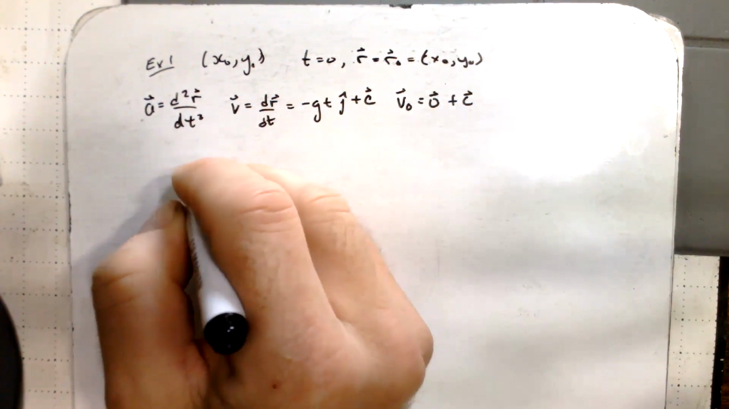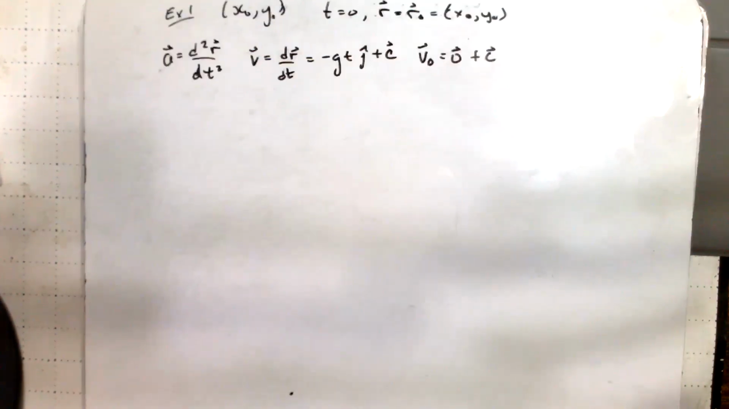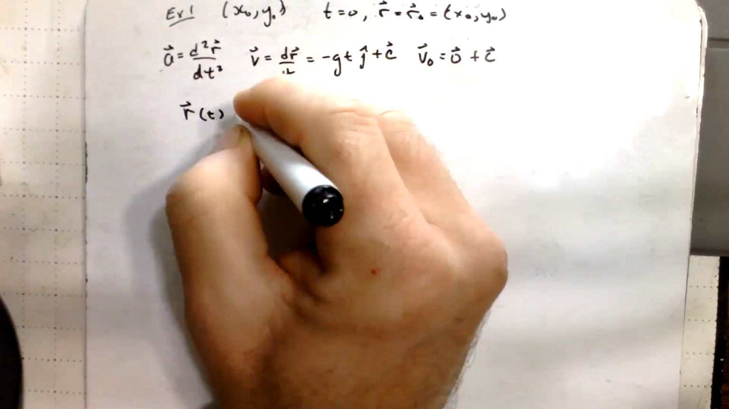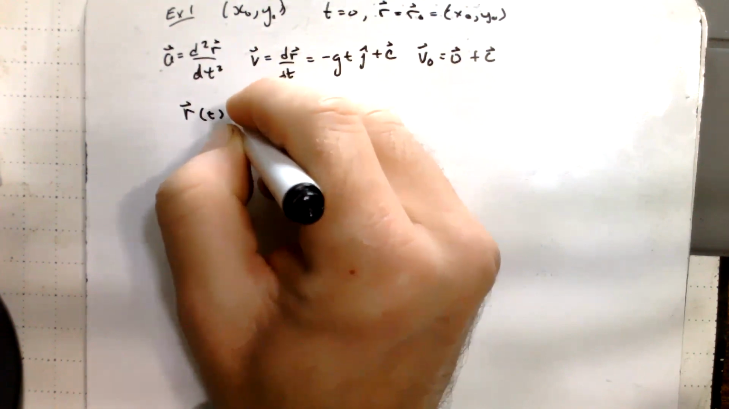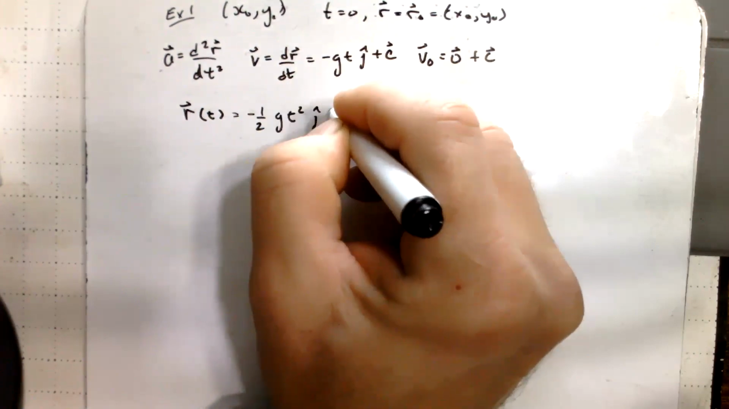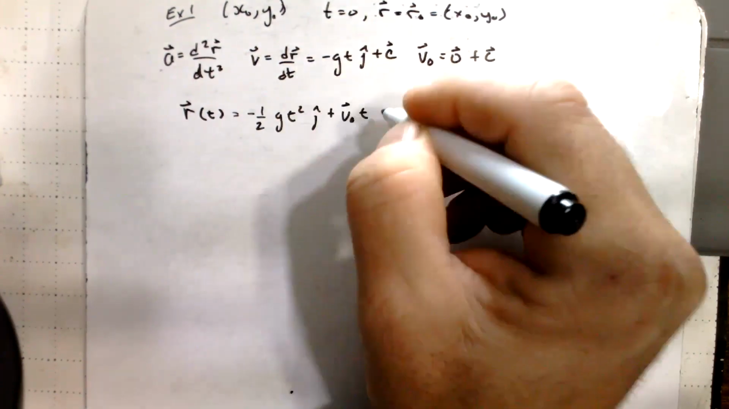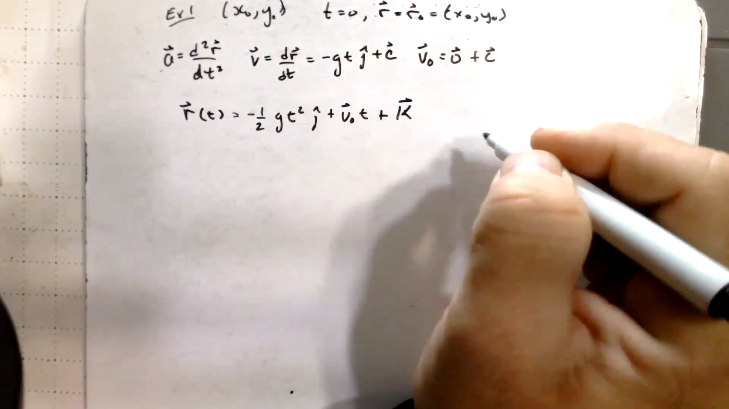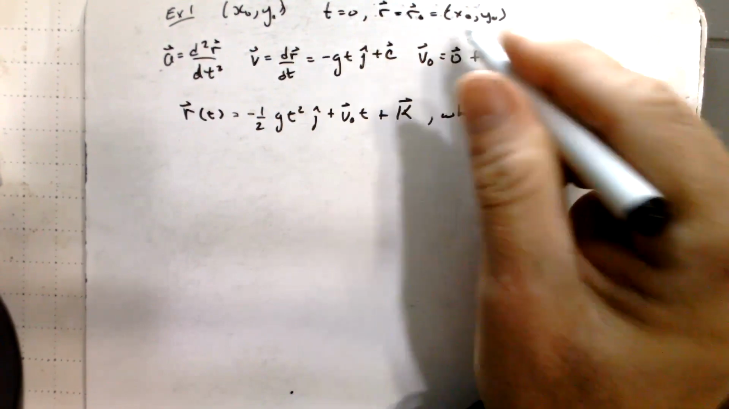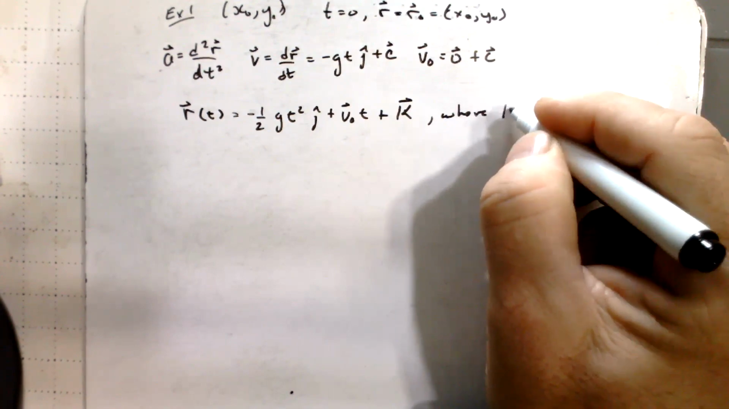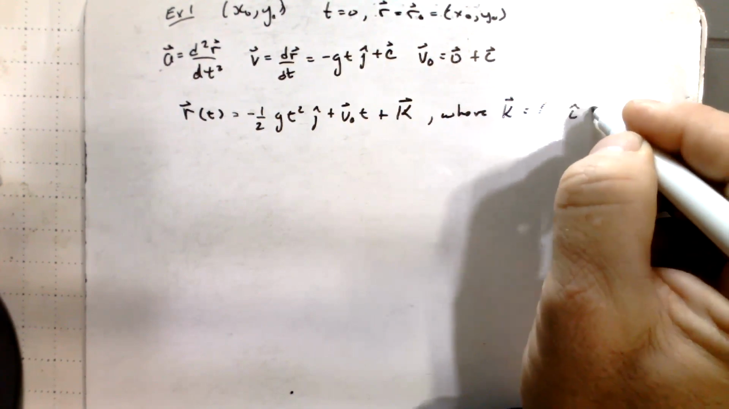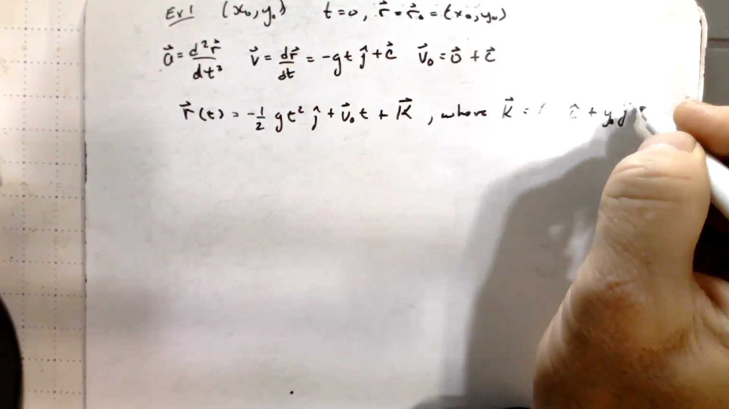So to start off with, we know that the r of t, the original one that was given to us, is of the form negative 1/2 gt squared in the j hat direction plus v naught t plus some constant vector we'll call k, just to distinguish it, where k is implied up here, where k is given by the form x0 in the i hat direction plus y0 in the j hat direction.